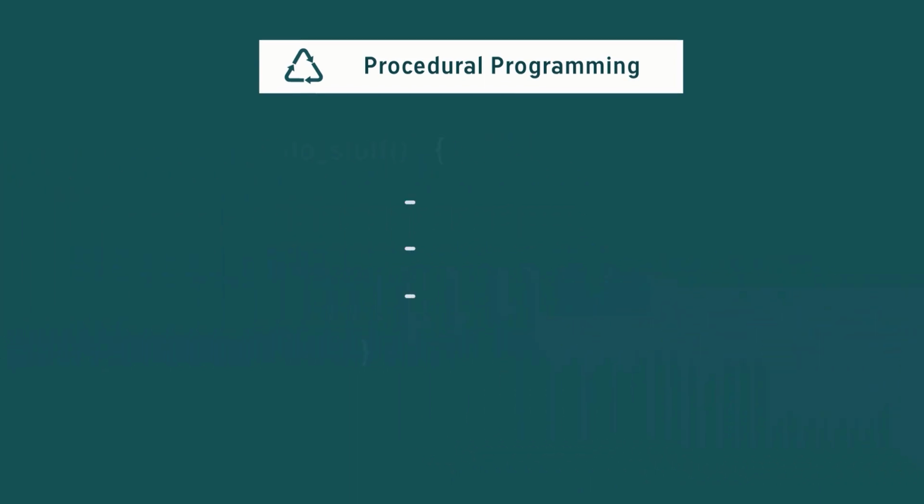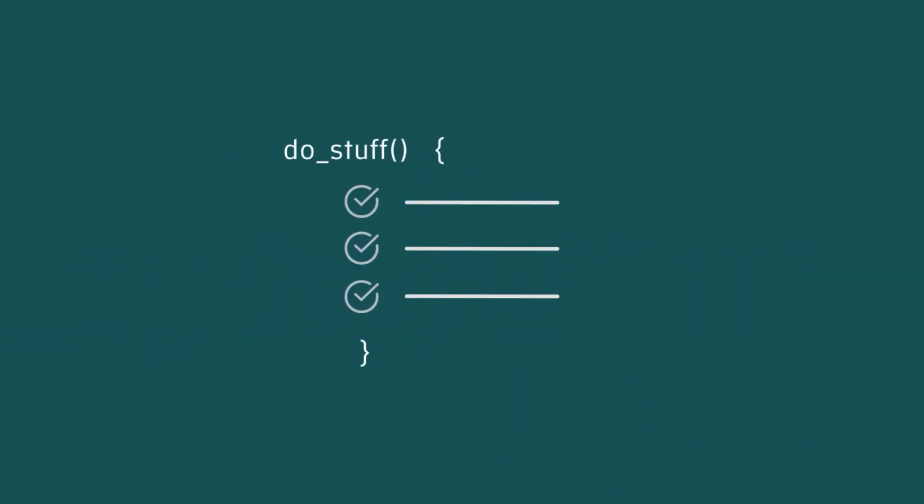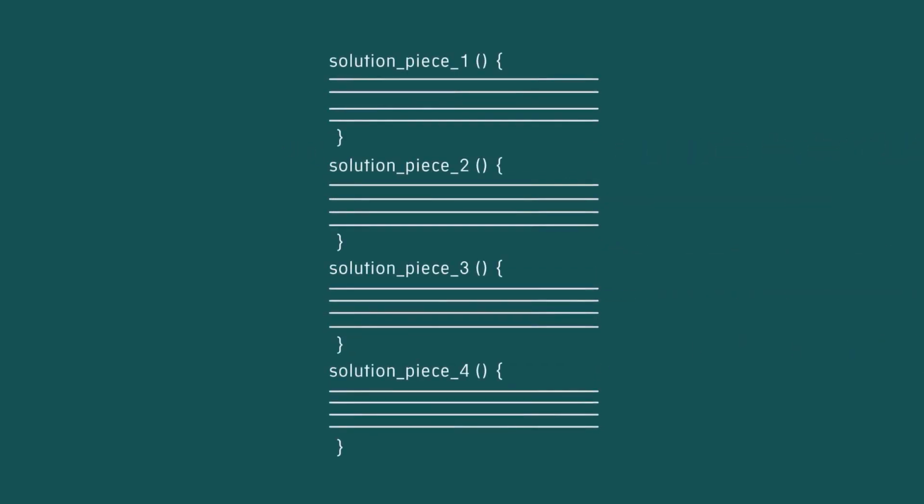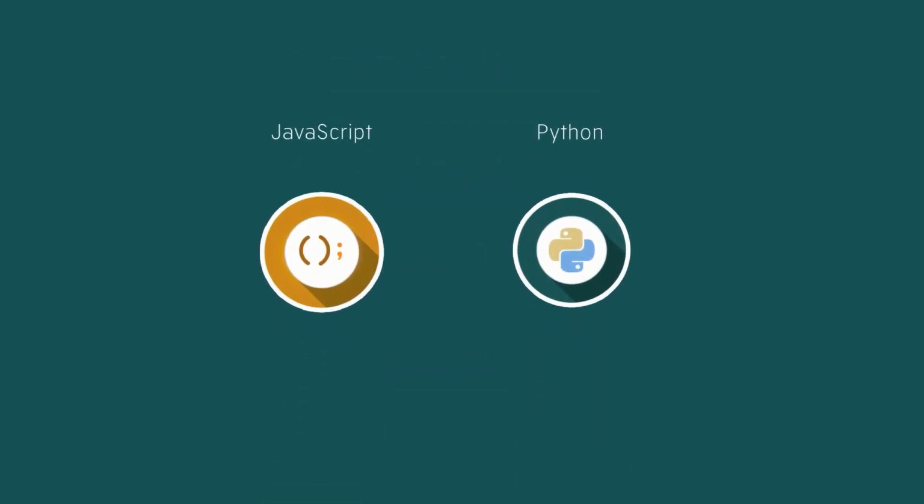One benefit of functions is that they allow you to write code once and reuse it again and again. Another benefit is that functions allow you to break down a problem into smaller chunks, making it easier to solve. JavaScript and Python also have procedural capabilities.